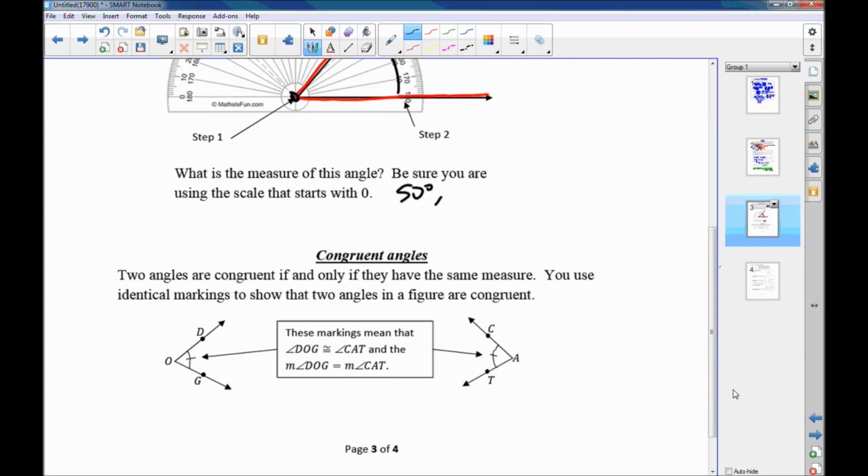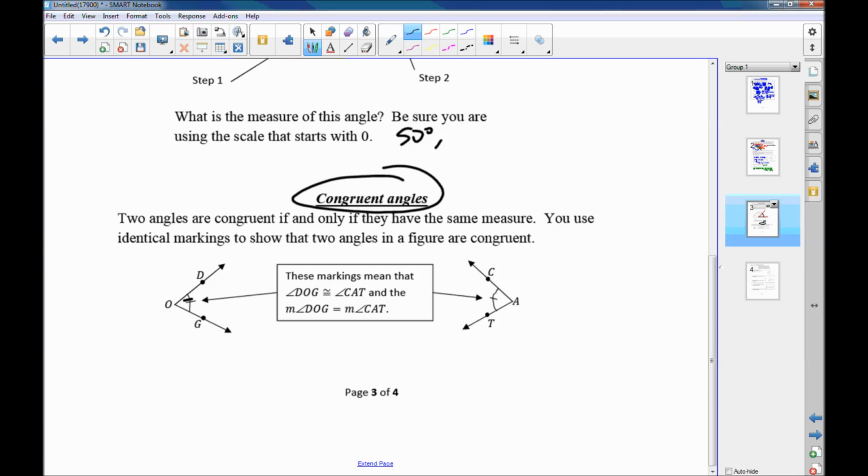Congruent angles, another definition. Two angles are congruent if and only if they have the same measure. You can use identical marks to show that two angles in a figure are congruent. So just like we did with congruent segments, we put little marks on it. Those little marks show that these two angles are the same. So angle dog is congruent to angle cat. The congruent symbol is just like for segments, it's the equal sign with the squiggle on top. That means the two angles are the same. Okay, if we lay them on top of each other, they match perfectly. And then if we want to talk about the measures of the angles, then we put the equals, because these are values. So the measure of angle dog, which is a number, is equal to the measure of angle cat, which is also a number, some number of degrees.